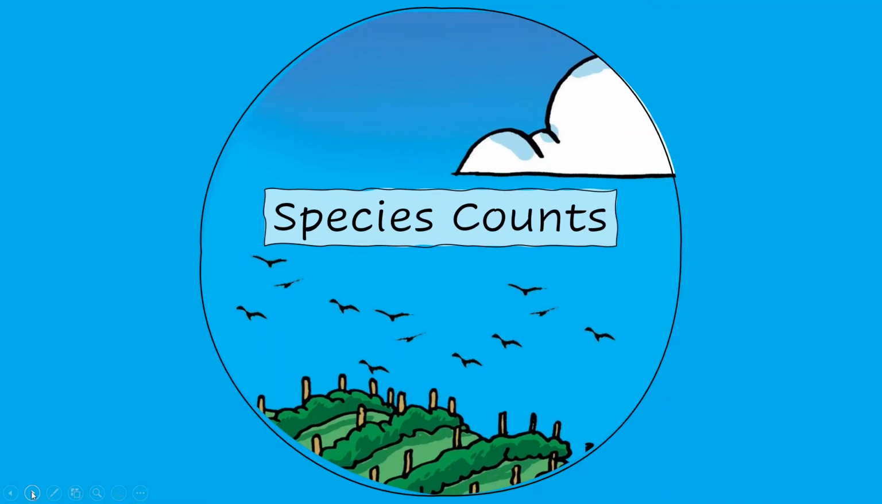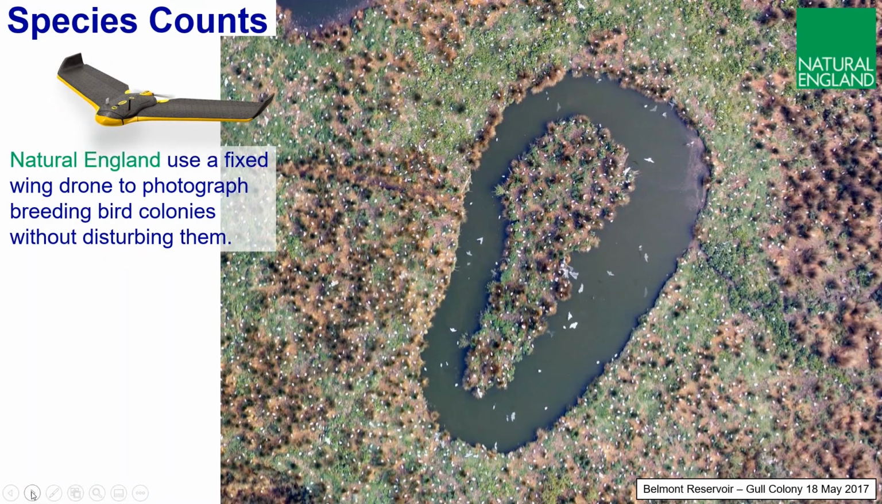I was going to now talk about species counts. I think this is my final terrestrial example. And this one is, for a change, not a satellite example, because as we looked at the Sentinel-2 satellite pixels, or even the very fine resolution, sub-meter resolution commercial data, you wouldn't be able to look at individual gulls in that imagery. But Natural England use a fixed wing drone, and they can photograph breeding bird colonies.